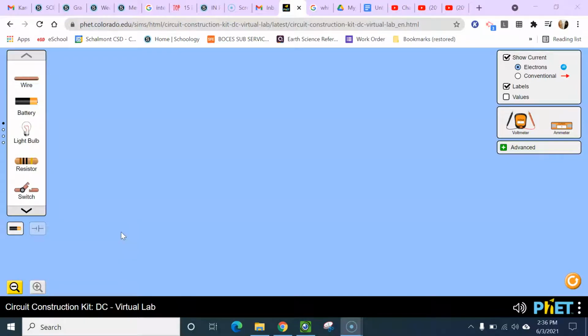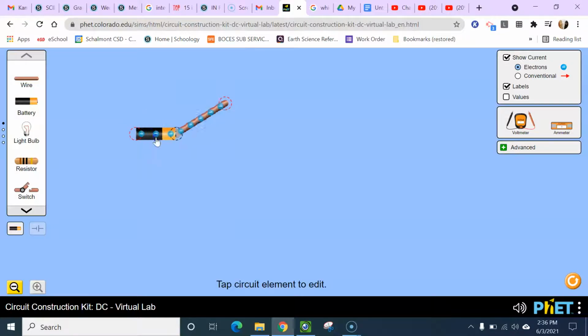Okay, some of you have said you're having a little trouble with the investigation building a circuit lab, so I was going to just do it here really quickly in the PhET, so that you could kind of see what's going on. The first part just asks how do we make a circuit, what are the basic things that we need to have a circuit.